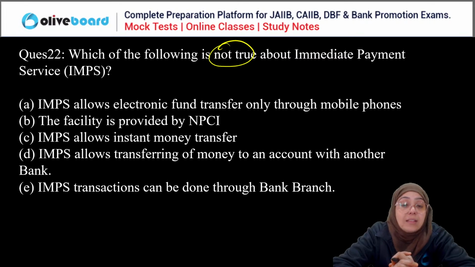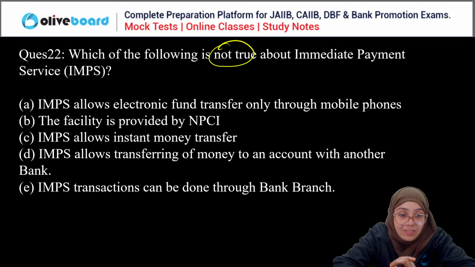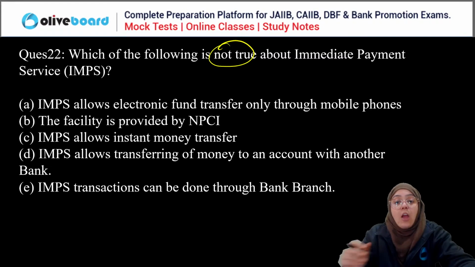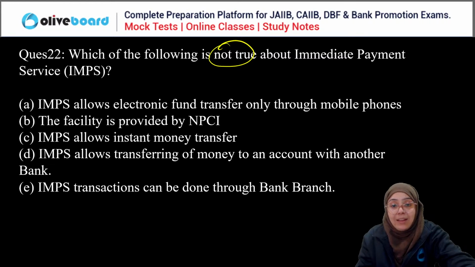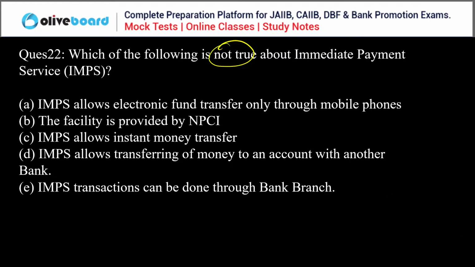Incorrect regarding the Immediate Payment Services. IMPS allows electronic fund transfer only through mobile phones. The facilities provided by NPCI: IMPS allows instant money transfer. IMPS allows transferring of money to an account with another bank, etc. So you have to choose the incorrect one.